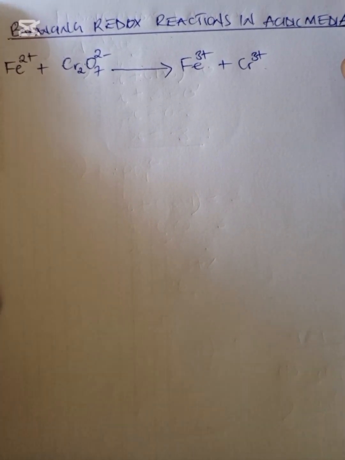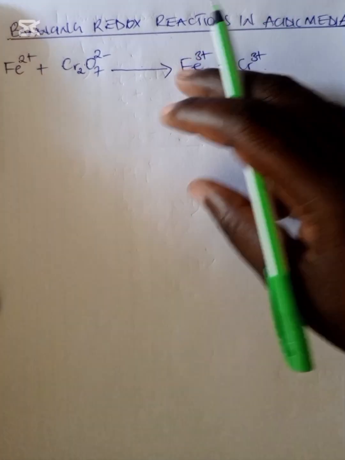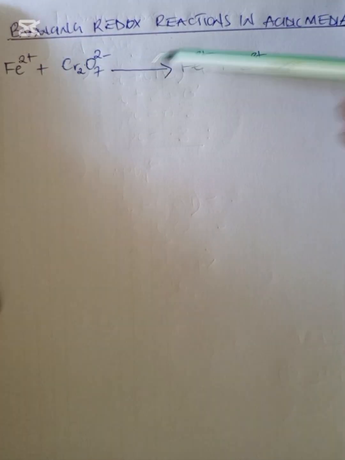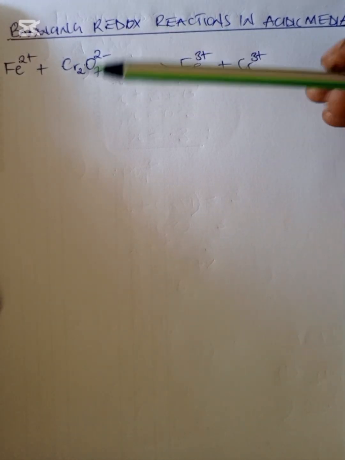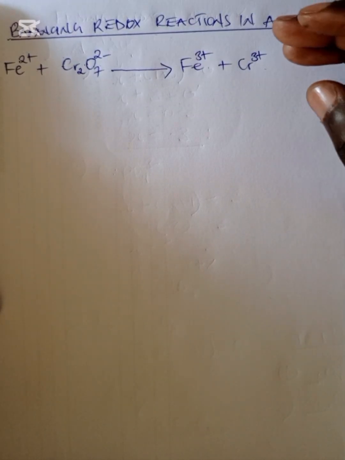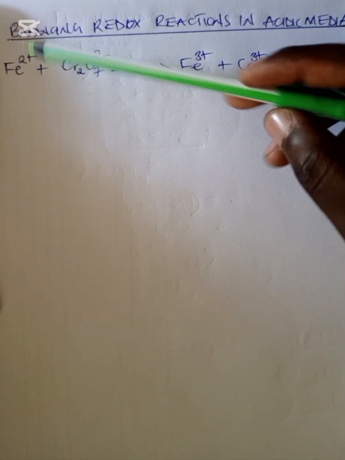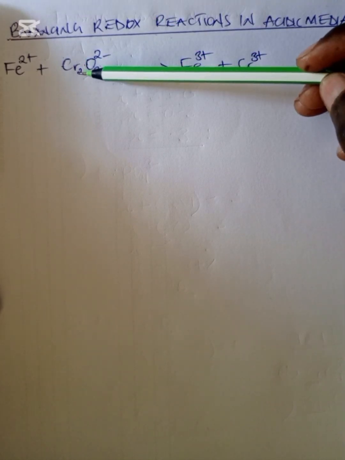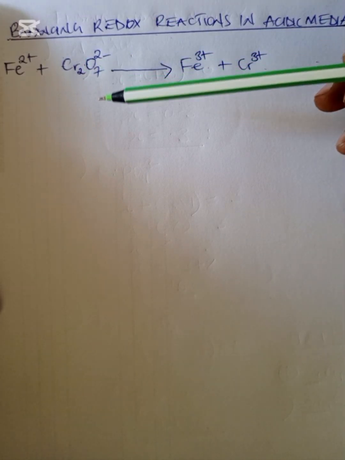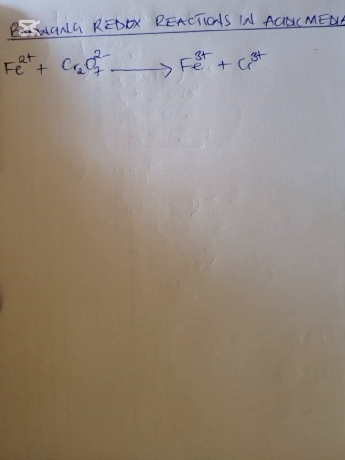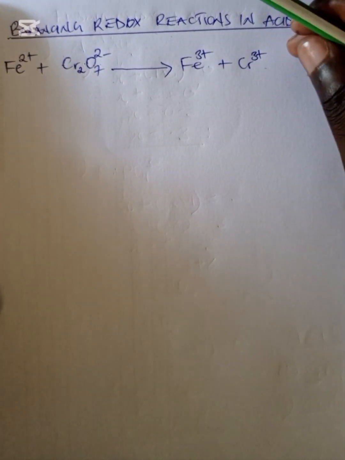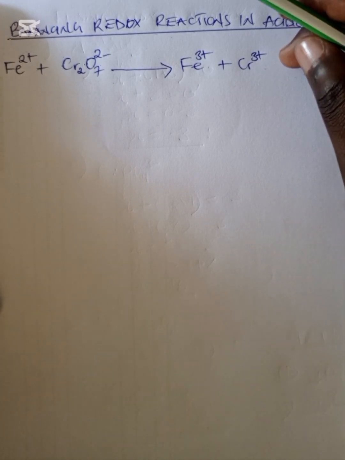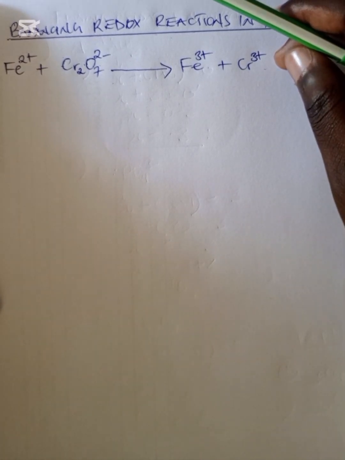So step number one, we have to split the equation into two according to oxidation and reduction. Then you have to balance other atoms apart from hydrogen and oxygen. For example, you balance this ion and chromium first, before you balance oxygen and hydrogen, if it's there. Step 3, we balance oxygen by adding water. And step 4, you balance hydrogen by adding hydrogen ions.